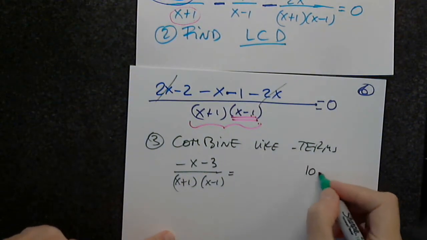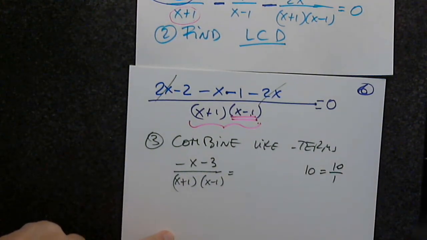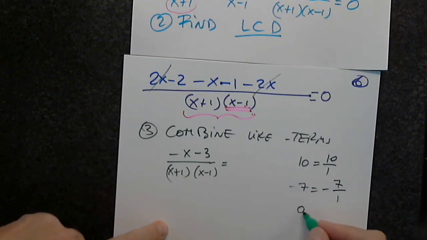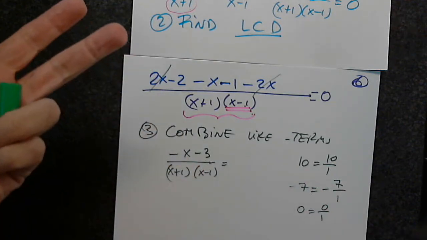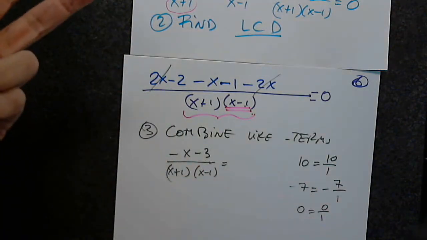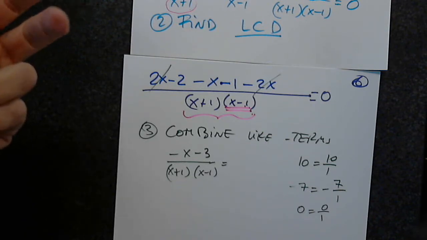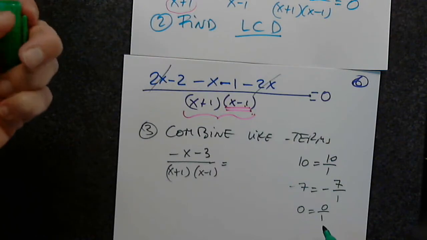Can I write a 10 as 10 over 1? Yes. Can I write negative 7 as negative 7 over 1? Yes. Can I write 0 as 0 over 1? So what's different with just a number? Can I write 0 as 0 over 1? Yes. Is it undefined? No, it's only undefined when 0 is on the bottom. The denominator is not 0.